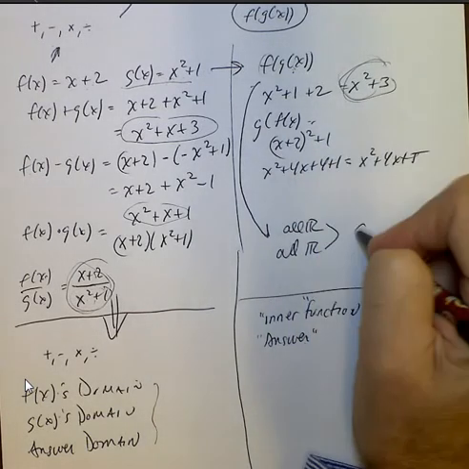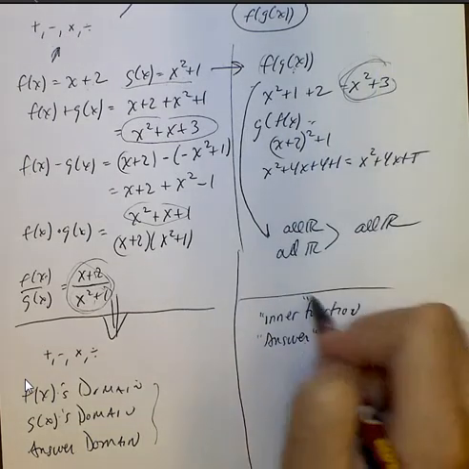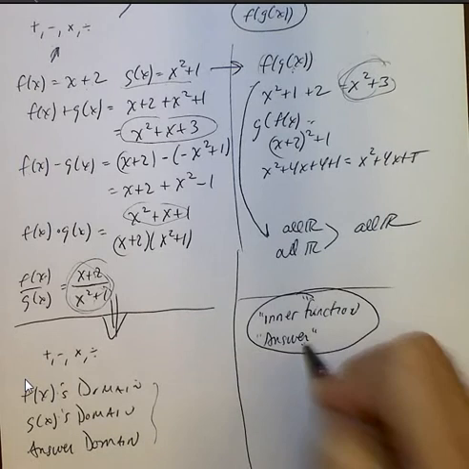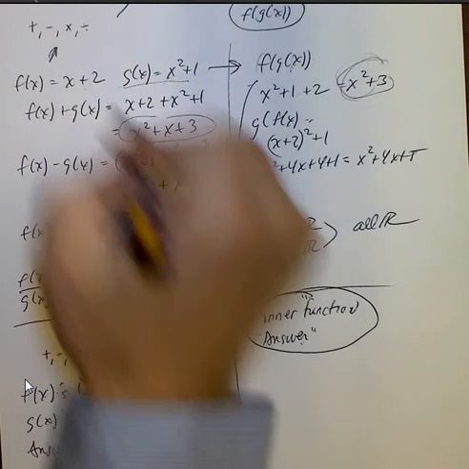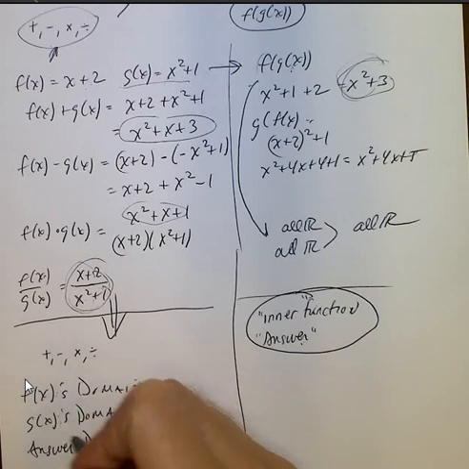So in the case of these composites, again, you're looking at the inner function and the answer. In the case of plus, minus, multiply, and divide, you're looking at f of x, g of x, and your answer. Three pieces here, two pieces here.